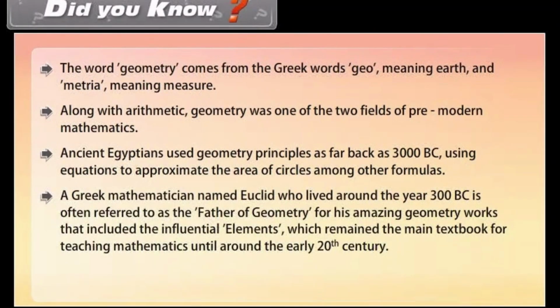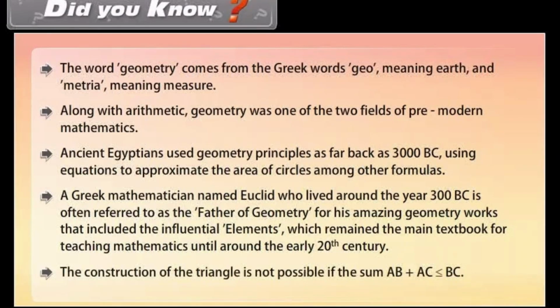A Greek mathematician named Euclid, who lived around the year 300 BC, is often referred to as the father of geometry for his amazing geometry works that included the influential Elements, which remained the main textbook for teaching mathematics until around early 20th century. The construction of the triangle is not possible if the sum AB plus AC is less than or equal to BC.